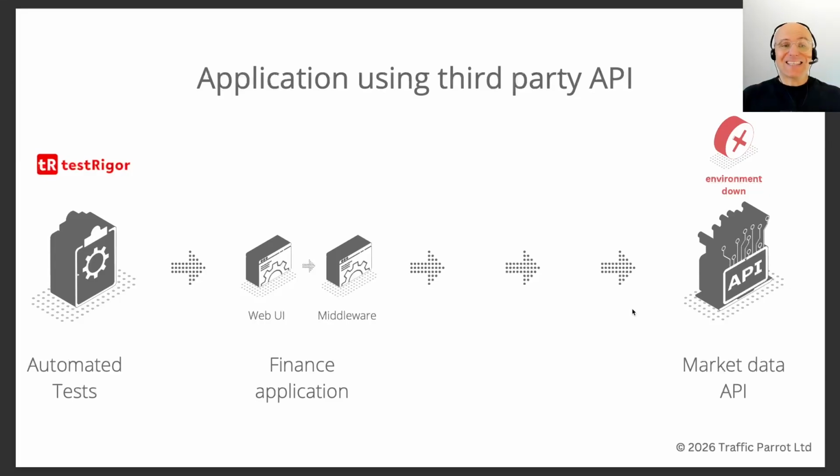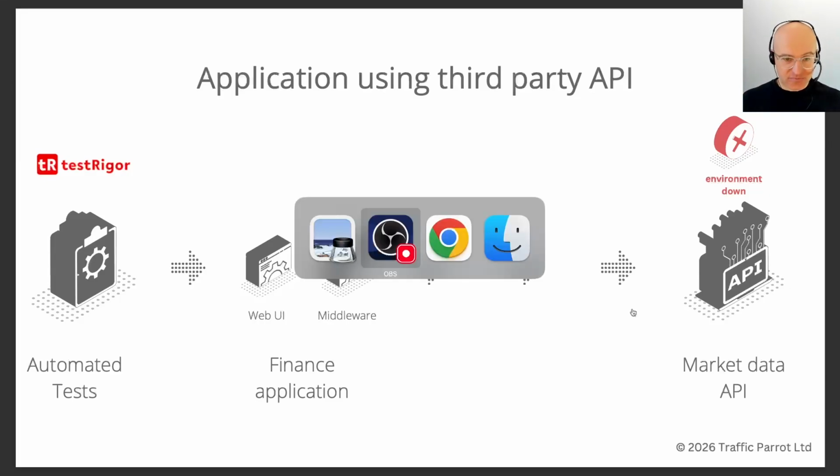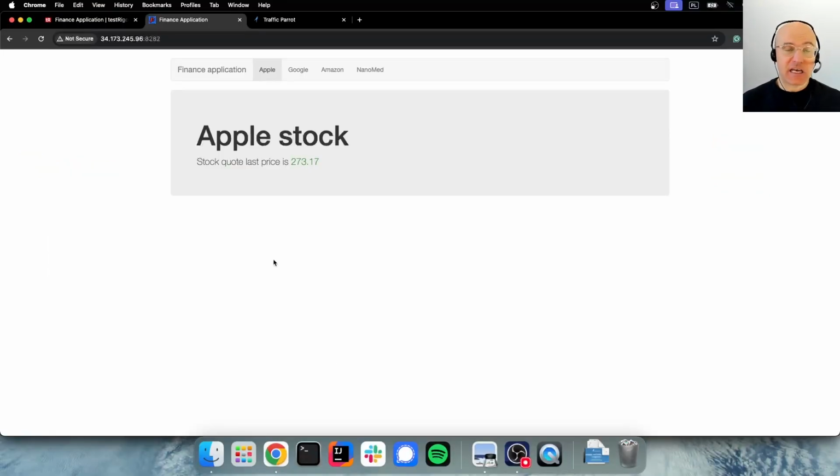So let's have a look at our finance application first. It's a simple web application. All it does is it has this web user interface that sends a request to the middleware. The middleware sends the request to the backend, okay? And if I refresh the page, you'll see in a second, it fetches the Apple stock quote last price from the middleware and then the backend, okay?